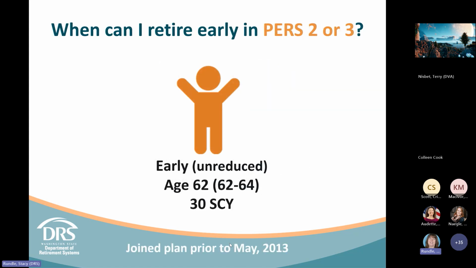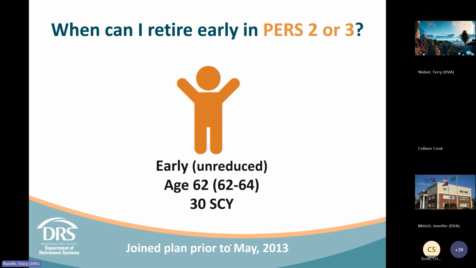And there is one exception to an early retirement with a reduced benefit. If you joined your plan prior to May of 2013 and you've earned at least 30 years of service credit, you can retire as early as age 62 with an unreduced benefit. Now, this is still an early retirement, but your benefit will not be reduced.